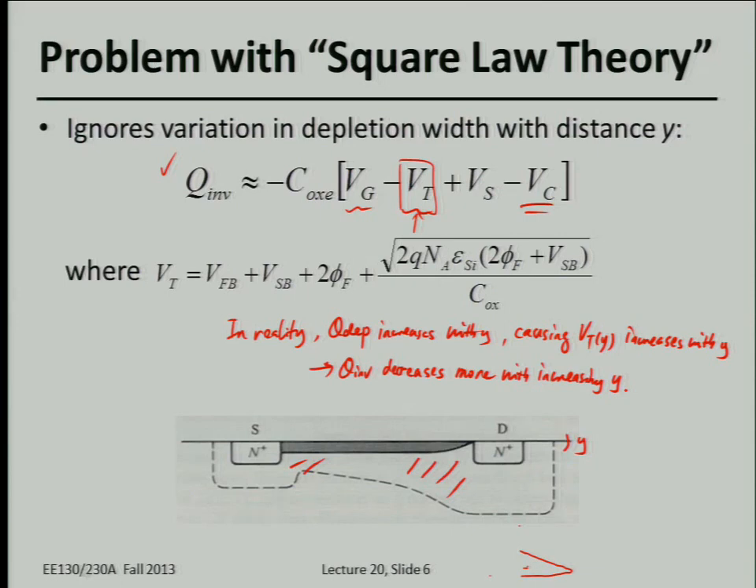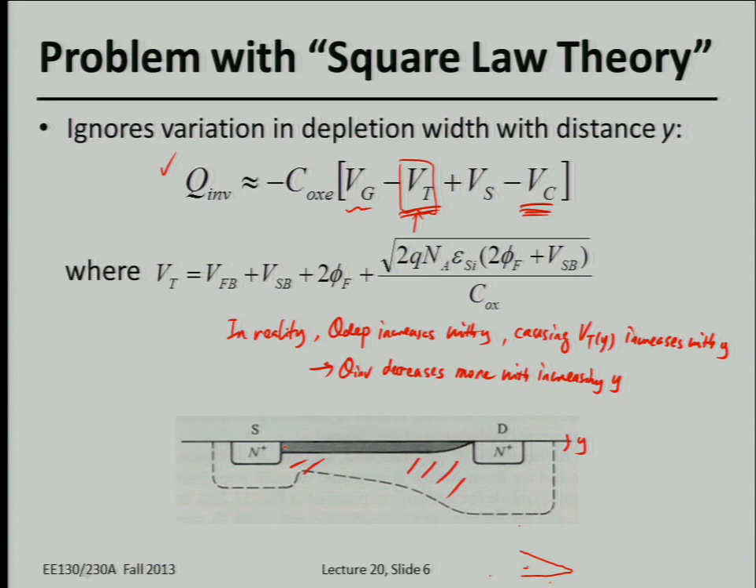So in our first order approximation, as you can see, as long as we think Vt is not a function of the distance, then Q inversion only depends on the channel potential here, which is contributed from the drain. But once you think Vt will change versus the distance, and actually Vt will increase as we move to the drain side, then if you re-evaluate Q inversion, you'll find that Q inversion will decrease more, compared with what we assume in the first order approximation, okay?